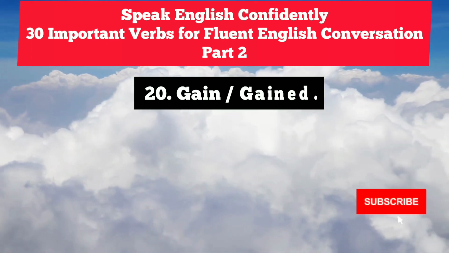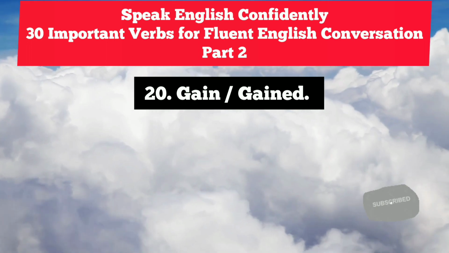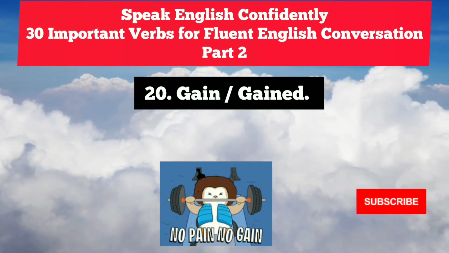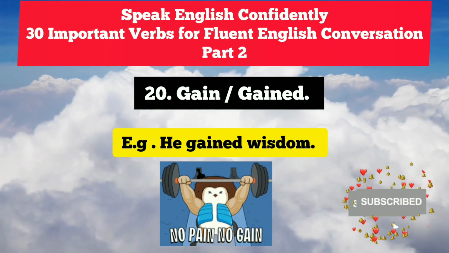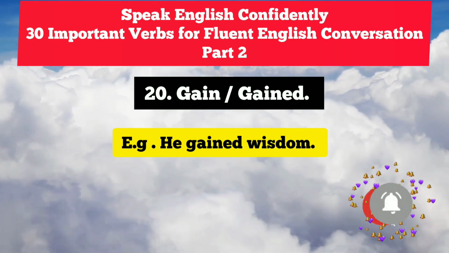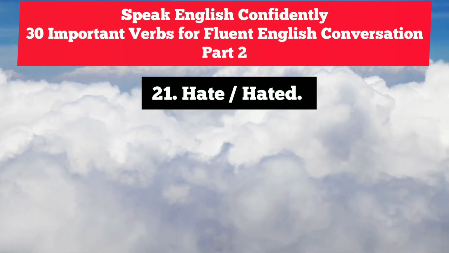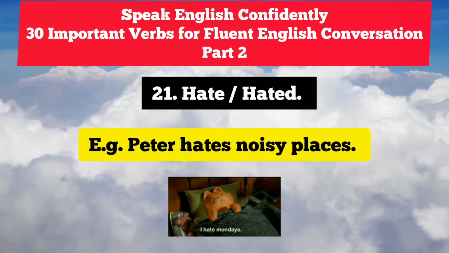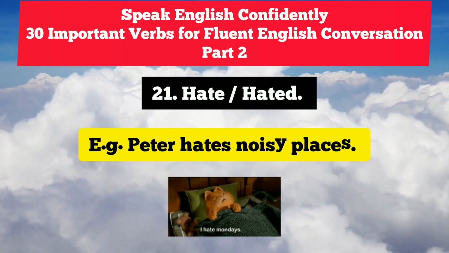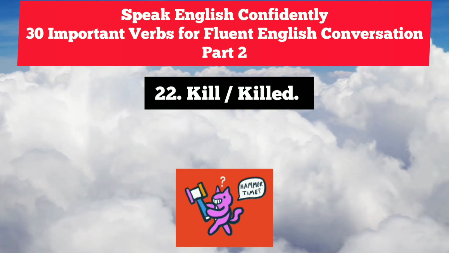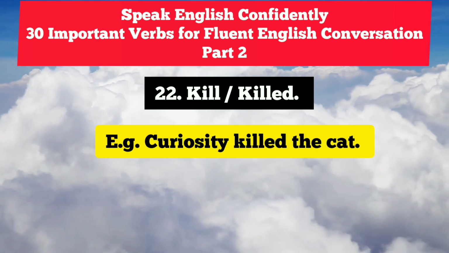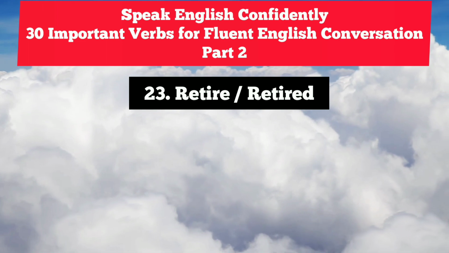So up next we are going to turn our attention towards the 20th one. So number 20 is gain, and the past is gained. As you see the example, he gained wisdom. Number 21 is hate, and the past is hated. Peter hates noisy places, right? And number 22 is kill, and the past is killed. So let's see the use. Curiosity killed the cat. Number 23 is retire, and the past of retire is retired.